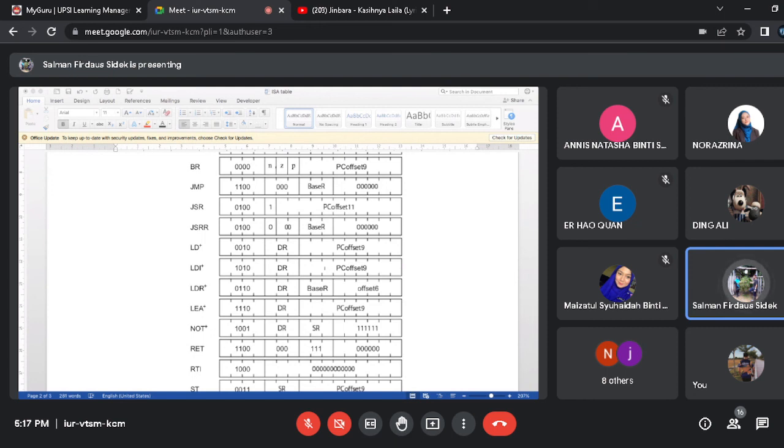You can see the table there: ST, STR, STI. So three types. Like loading, we have LD, LDI, LDR and LEA. So four types of loading. So any question, if you don't understand, please ask me.